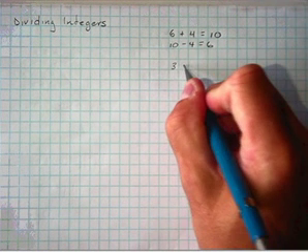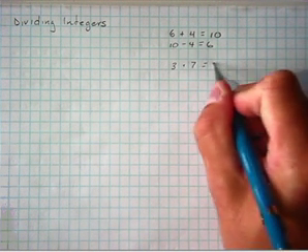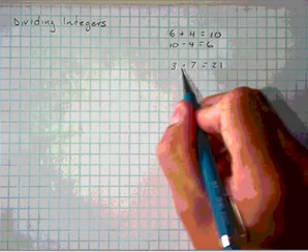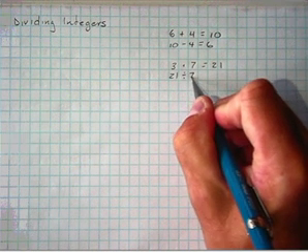It works with multiplication and division too. 3 times 7 gives me 21, and the reverse is true. 21 divided by 7 gives me 3.